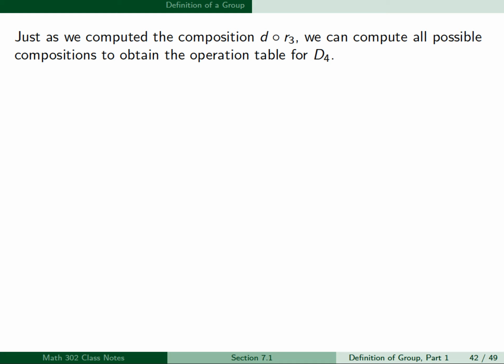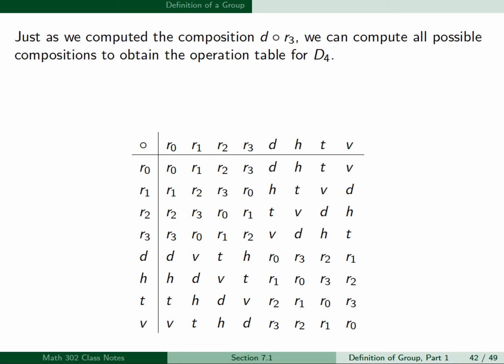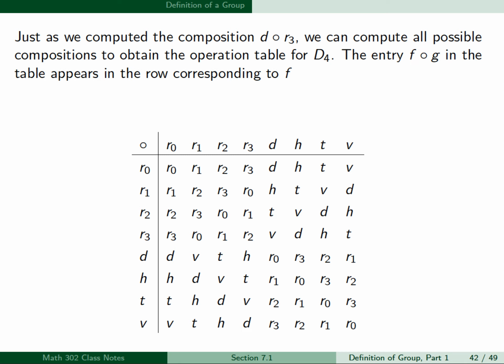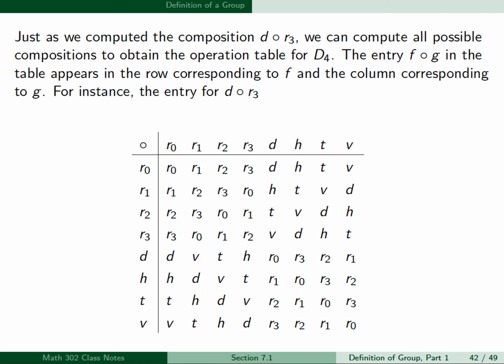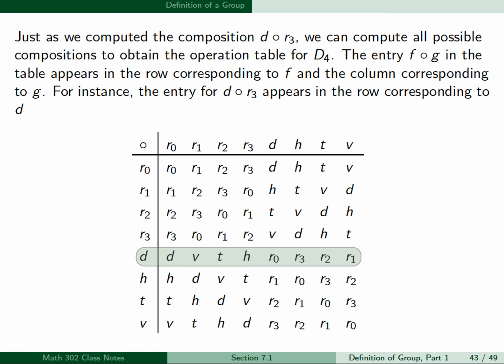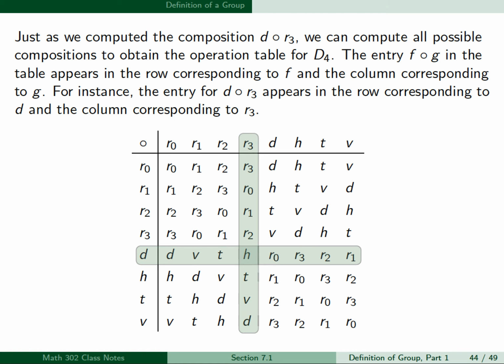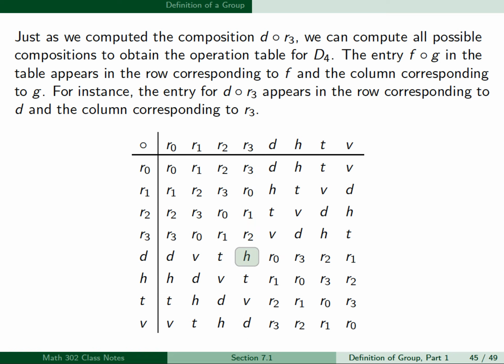Now, just as we computed the composition D composed with R3, we can compute all possible compositions to obtain the operation table for D4. And that's as shown. Now, the entry F composed with G in the table appears in the row corresponding to F and the column corresponding to G. So, for instance, the entry for D composed with R3 appears in the row corresponding to D and the column corresponding to R3. And that will be H.